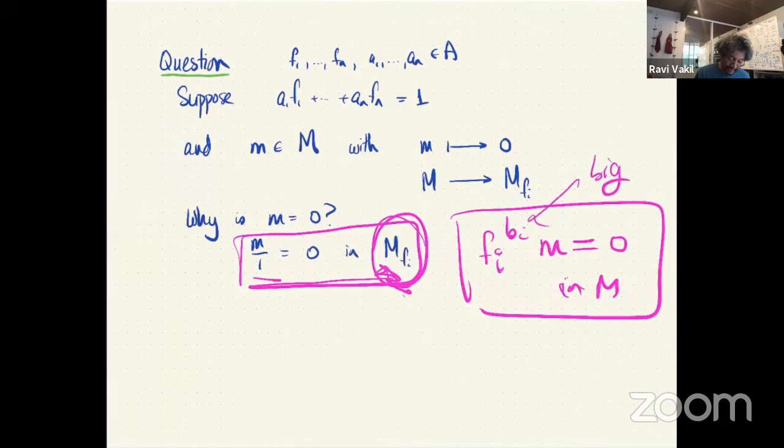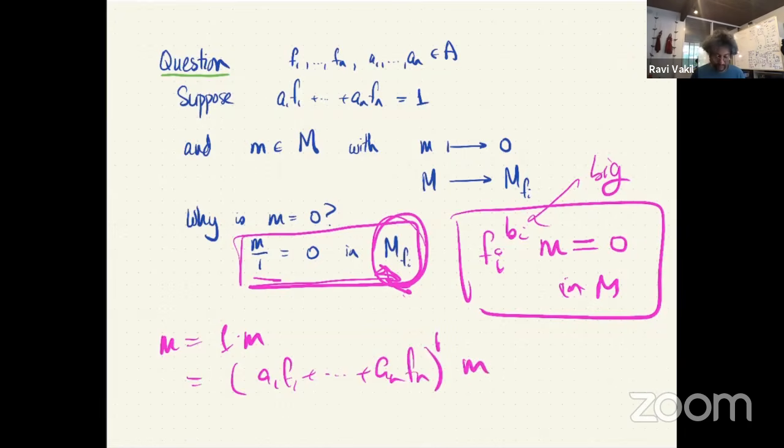And so now M is going to be equal to 1 times M. But 1 is equal to a_1 F_1 plus all the way to a_n F_n, to some power, times M. And I'll take a huge power. I might as well take 1 to a monstrous power. Actually, let me make it even bigger to be safe: the sum of all the B_i's.